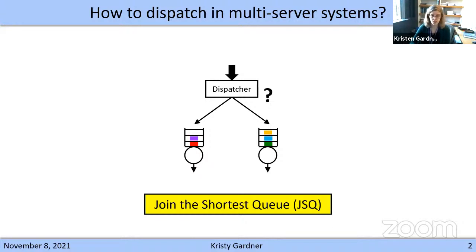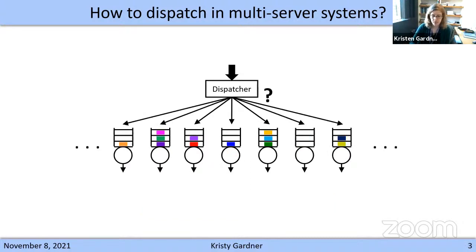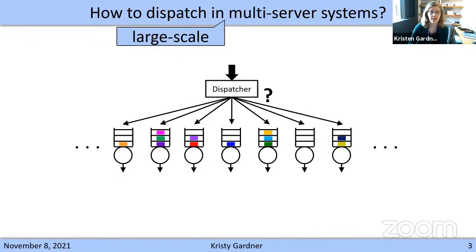JSQ works very, very well. It's known to be optimal in certain settings. But when we think about modern computer systems in particular, this setting where we have just 2 servers is not very realistic anymore. Instead, we want to move to thinking about large-scale multi-server systems where we might have hundreds or thousands of servers. In this setting, the dispatcher can no longer ask every server for its queue length when a job arrives. We still have to make the same choice of where to send the job, but the communication cost is simply too high to get queue length information from every server.